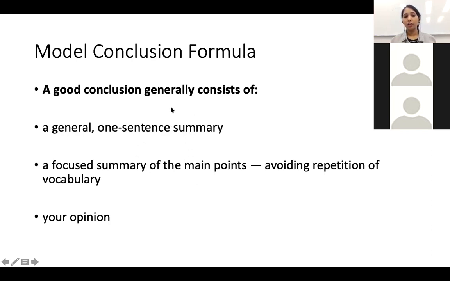Then this should be a focused summary of the main points of the essay. Avoid repeating the vocabulary that you have spoken about in your essay, and then you restate your opinion. So this is what your conclusion should consist of: a one sentence summary. Then it should focus on the main points. You should avoid repetition of words or repeating your vocabulary, and you should restate your opinion.